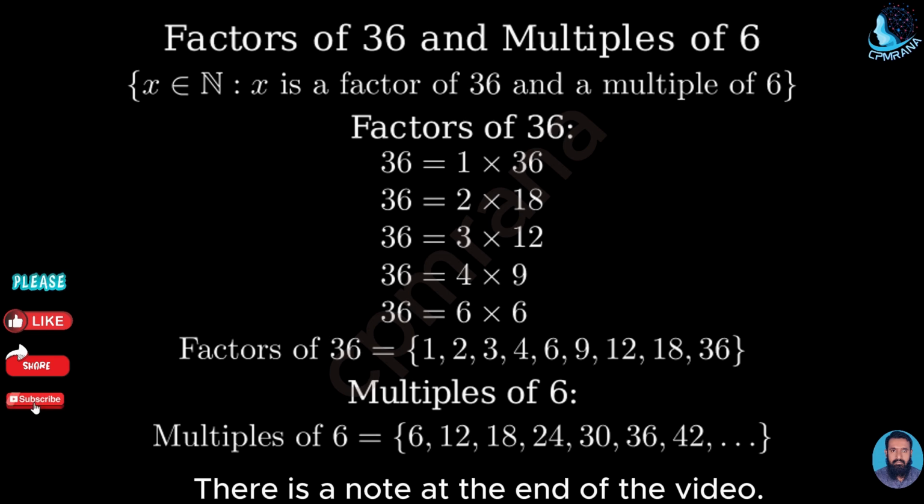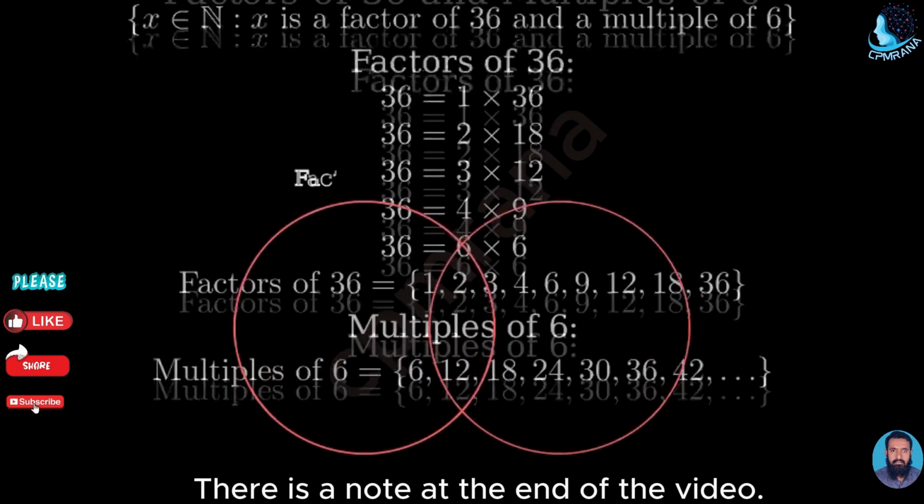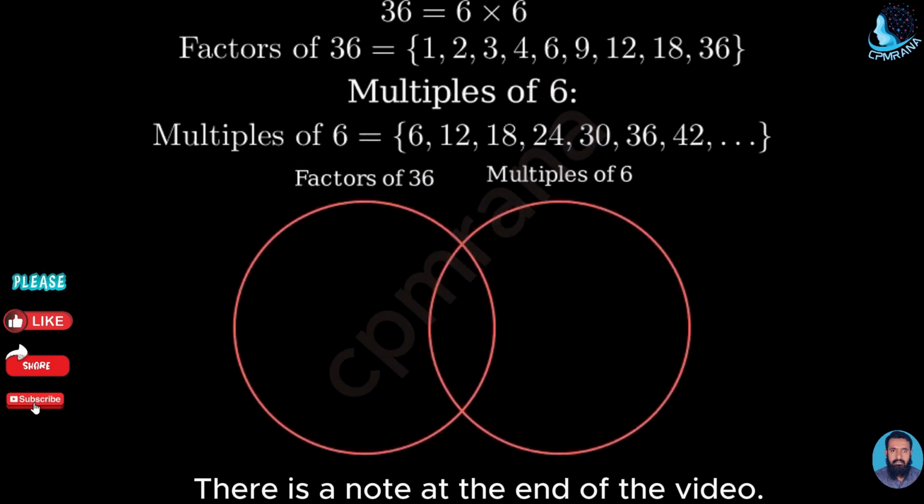Let's visualize this using a Venn diagram to find the numbers that are both factors of 36 and multiples of 6. In the left circle, we'll put all factors of 36, and in the right circle, we'll put all multiples of 6 up to 36. The numbers that appear in both circles are our answer.